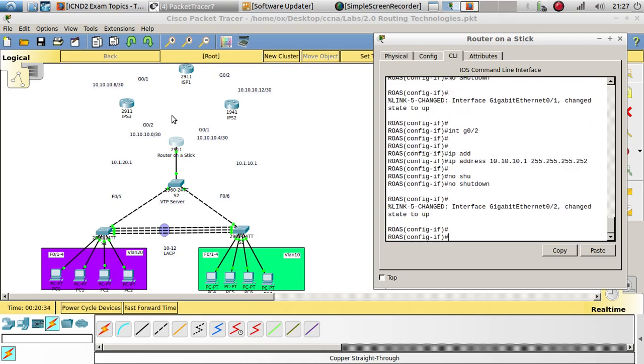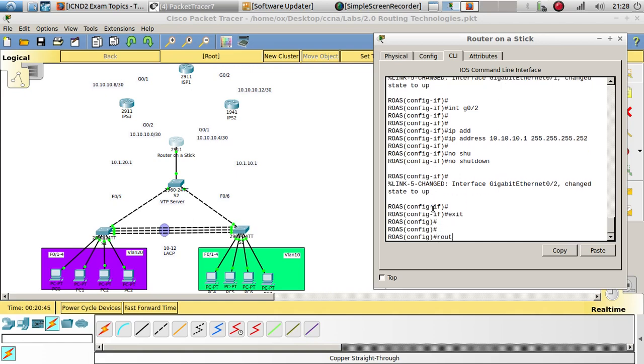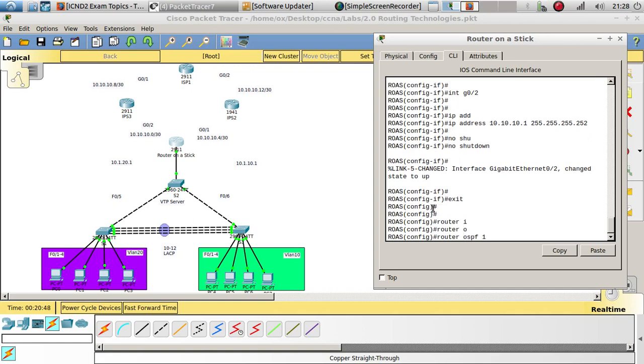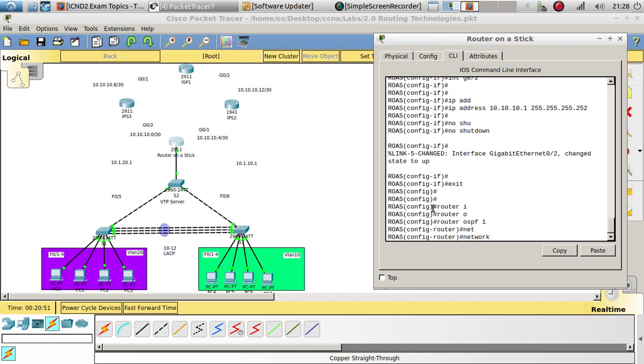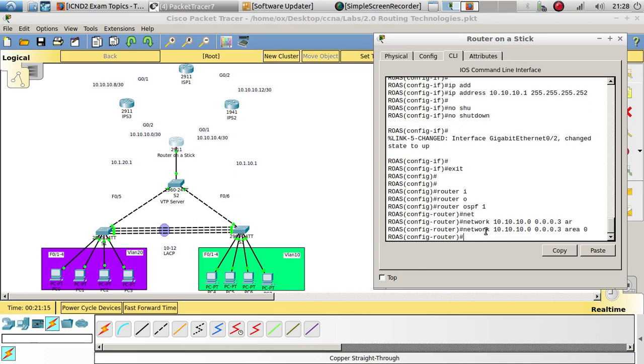No shutdown. Okay, so now let's configure OSPF on this router. So what we need to do is, let's just exit out of here, router OSPF, and we're going to do process ID of 1. The network that we're going to add, we need to add 4 networks. We need to add 10.10.10.0, 10.10.10.4, and also I need to add 10.1.20.0 and 10.1.10.0. So let's go ahead and do that. Let's start with this one, 10.10.10.0, subnet mask of 0.0.0.3. Area, we're going to have everything on the same area.